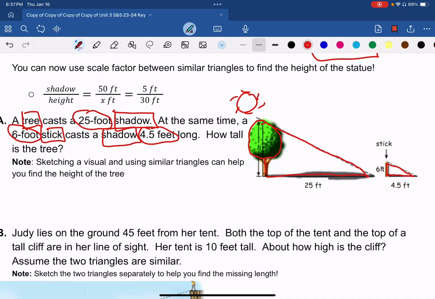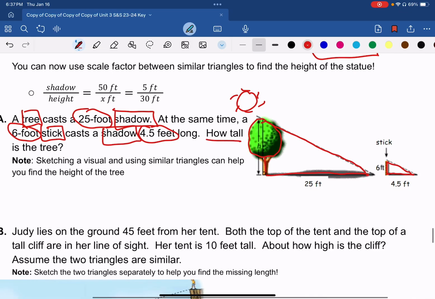Seems like they drew it correctly. What does it want us to find? How tall is the tree? Awesome. So let's do scale factor again.